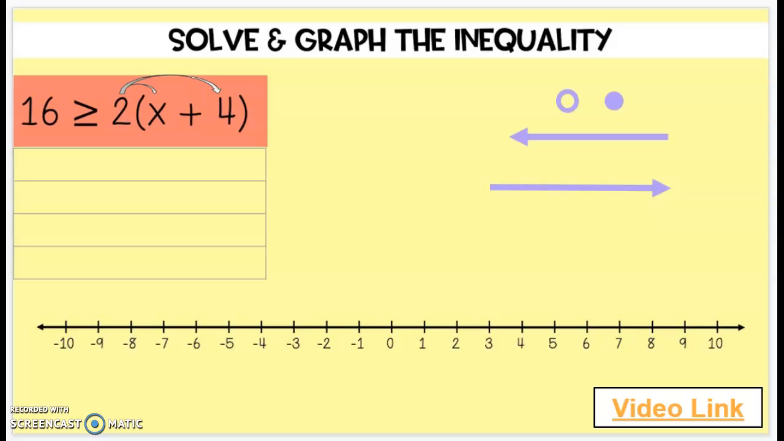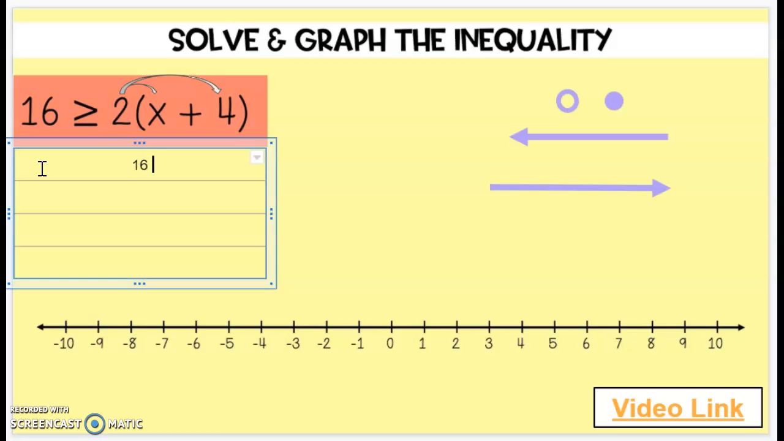Okay, if you need a little help with this problem, we're going to go over it. Again, we're going to use our distributive property. That's in the tutorial video on slide 3. I did make sure that you had these arrows though to remind you to do that. So I'm going to rewrite my inequality.